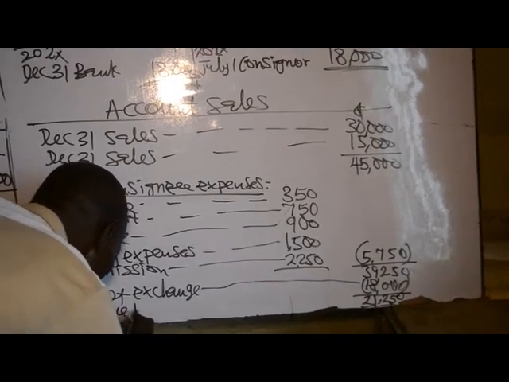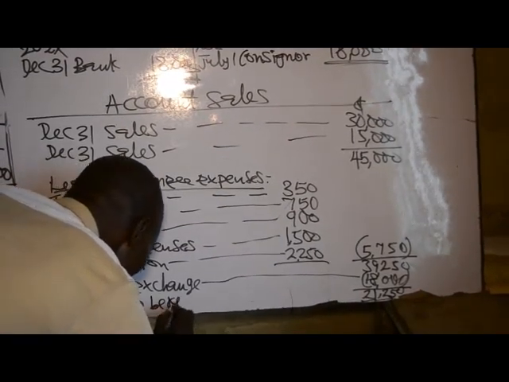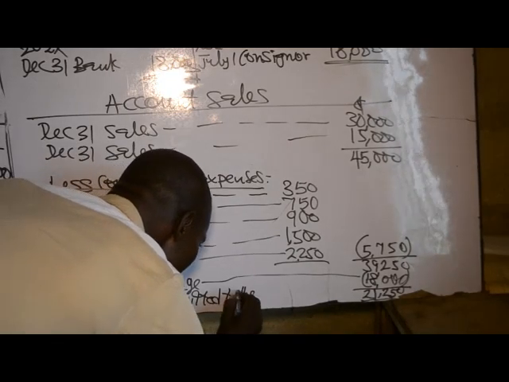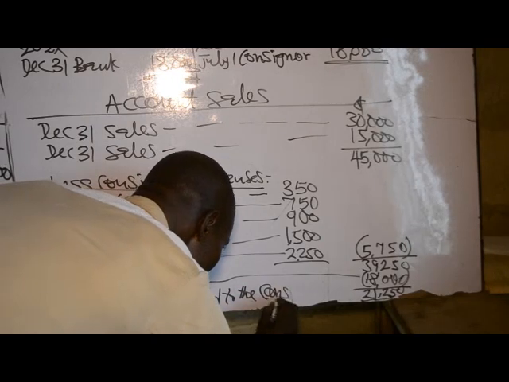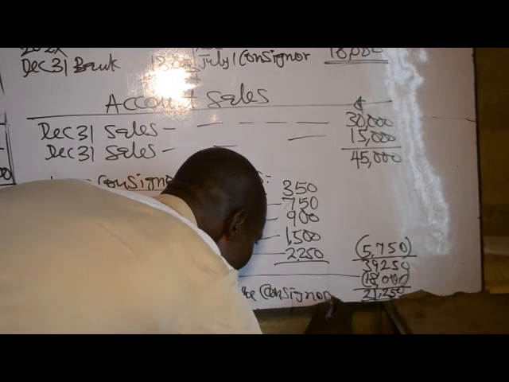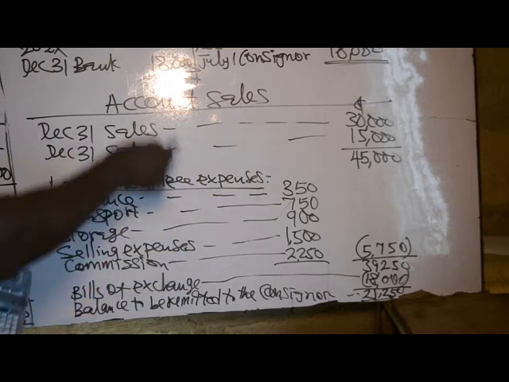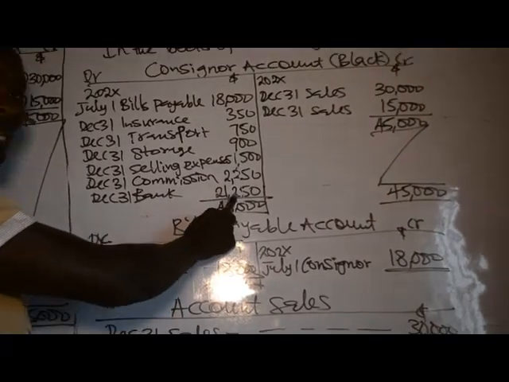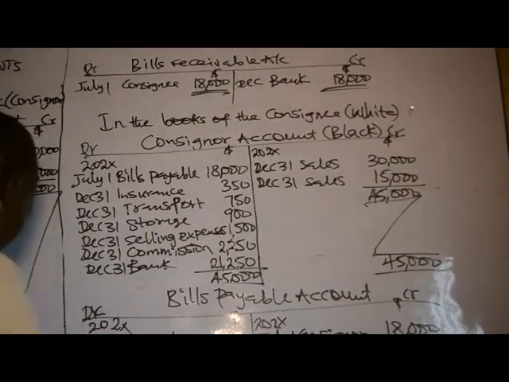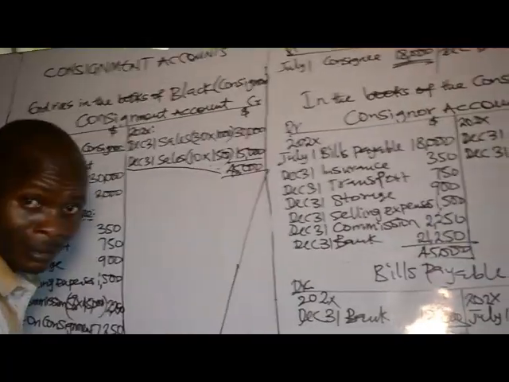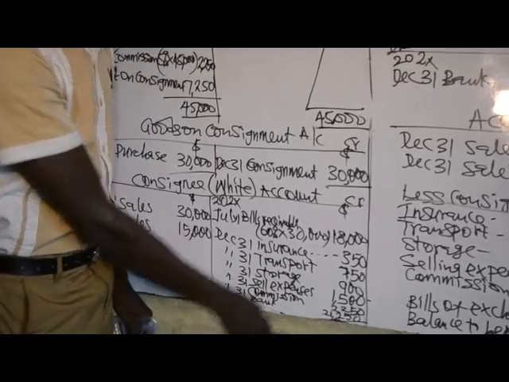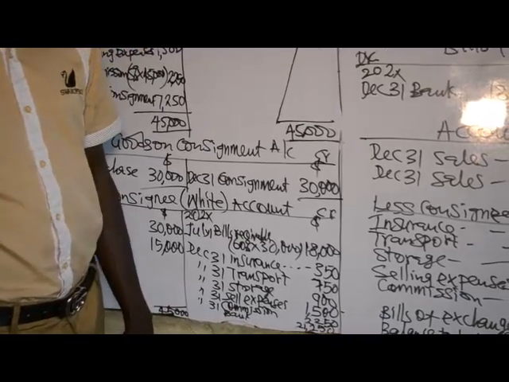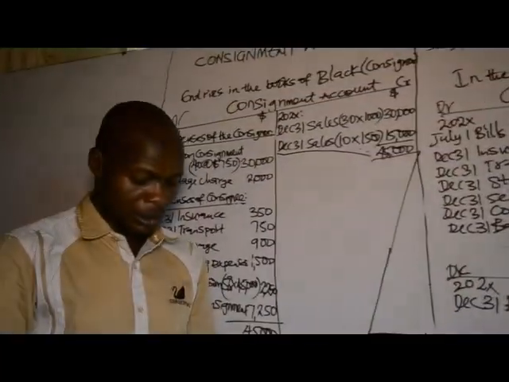The balance to be remitted to the consignor, that is white, which is still the same amount you have in your bank. That is, you have as bank here, which is also the same amount you have as bank here. So that is the entries required in the books of the consignor and the consignee.